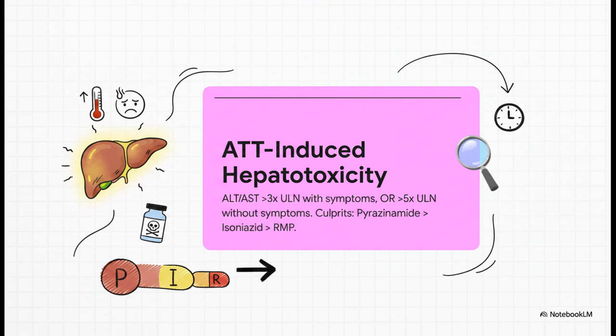We call it ATT-induced hepatotoxicity if a patient's liver enzymes, their ALT or AST, go up more than 3 times the upper limit of normal, and they have symptoms like nausea or jaundice, or if their enzymes go up more than 5 times the upper limit, even if they feel perfectly fine. Just remember the numbers, 3 with symptoms, 5 without. And who are the usual suspects? Remember the order of toxicity. Pyrazinamide is the worst offender, then isoniazid, then rifampicin.